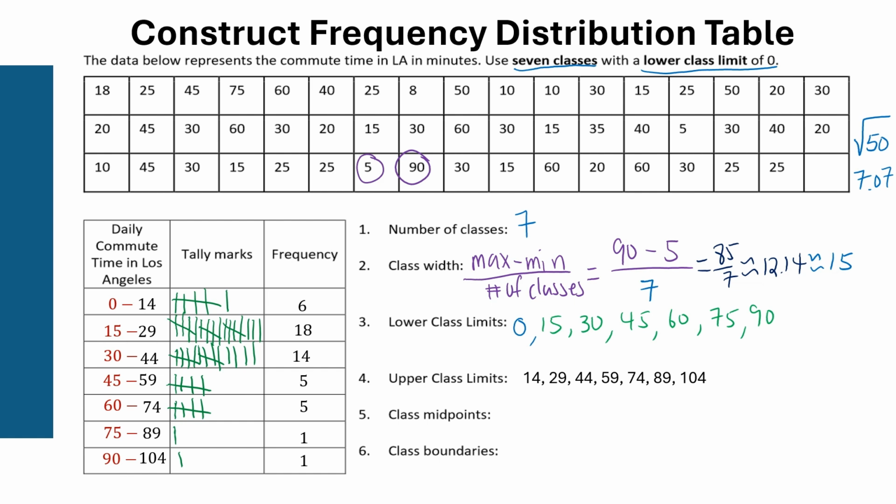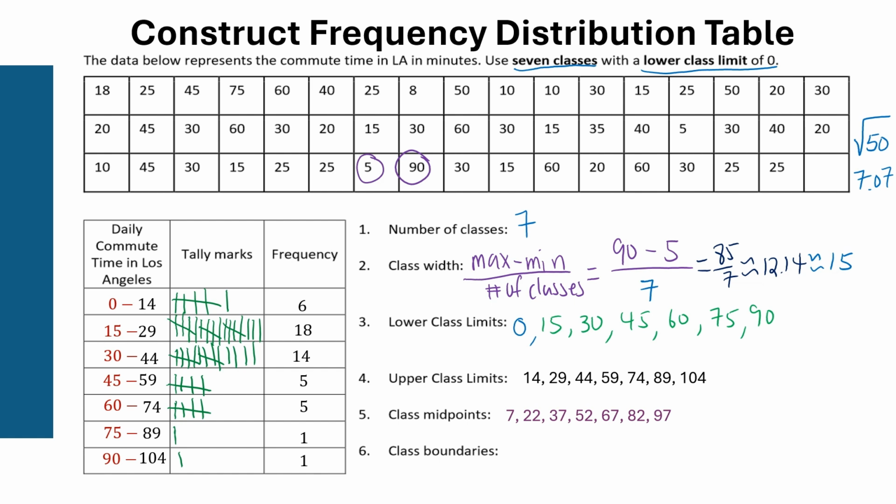To find the class midpoints, you simply add the lower class limit plus the upper class limit and then divide by 2. So you add 0 plus 14, which is 14, divided by 2. That will be 7. 15 plus 29 is 44, divided by 2, so that will be 22. I'll do one more. 30 plus 44 is 74, and half of that is 37, and then the pattern continues.